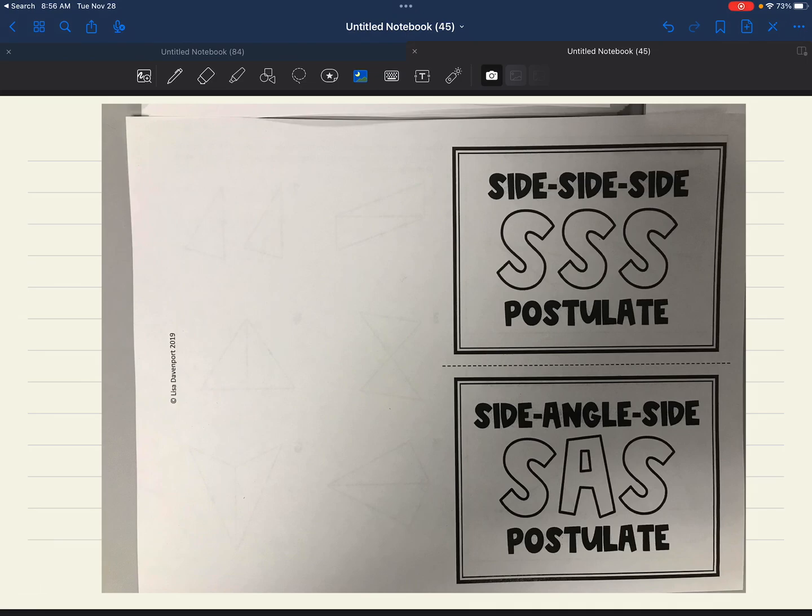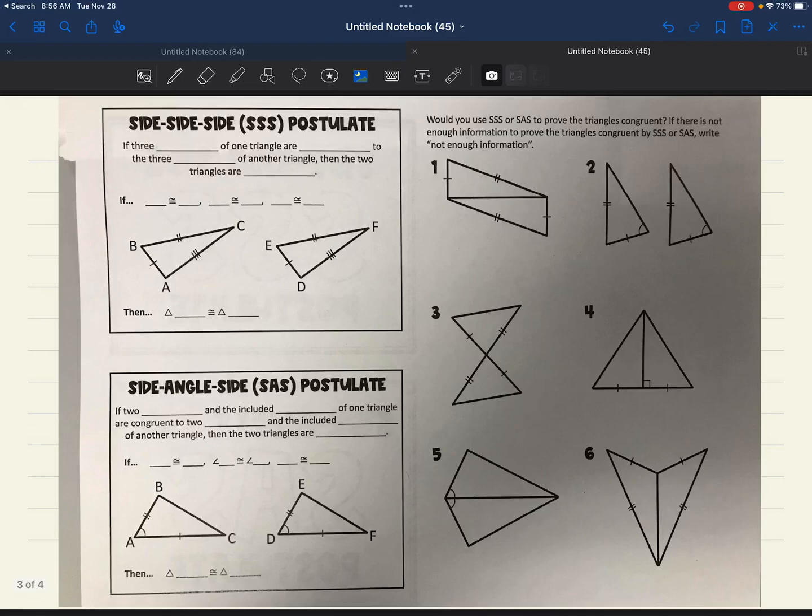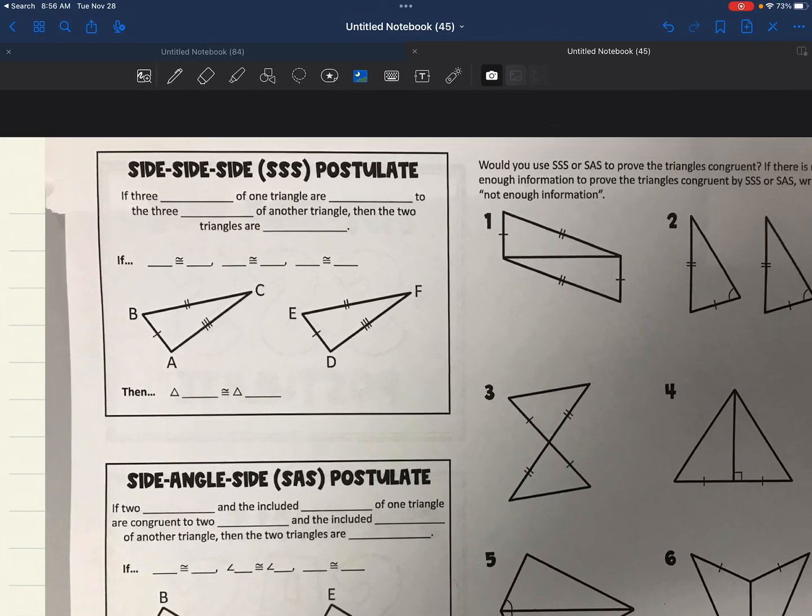After we glue them, if you want to cut along the dotted lines so you can fold those over and look at those, you can do that. Okay, all right. So we're starting with side, side, side.